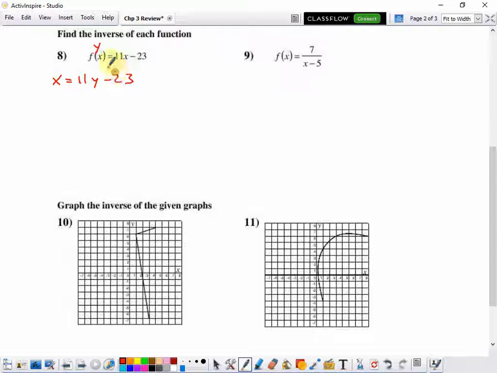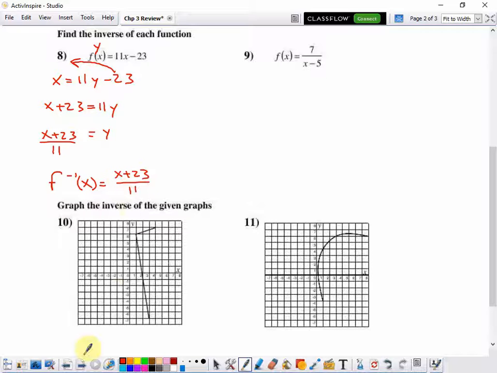So we will move the 23 from the right side to the left. x plus 23 equals 11y. And then divide both sides by 11, and we get y equals (x plus 23) over 11. So our inverse, f inverse of x, equals (x plus 23) over 11.